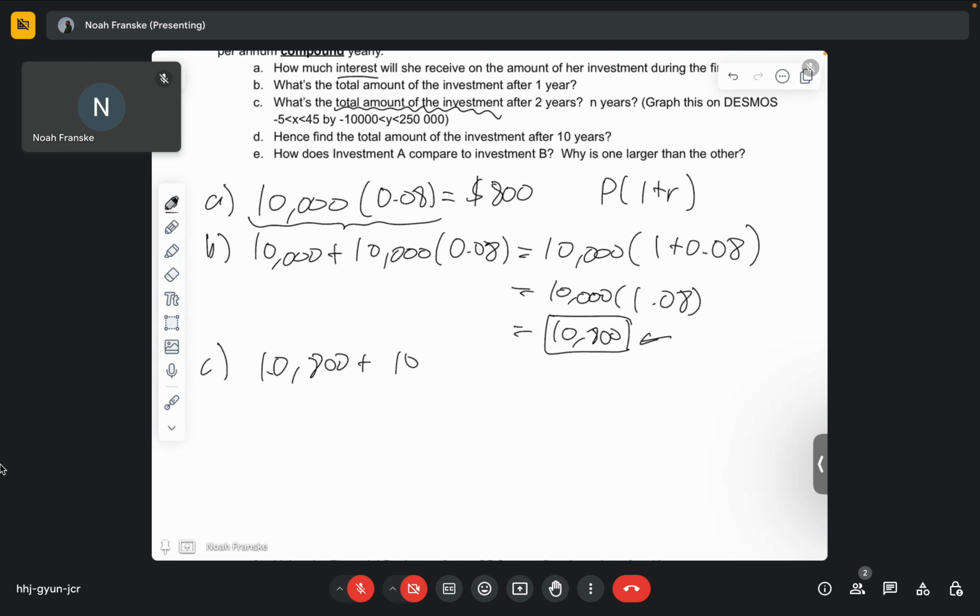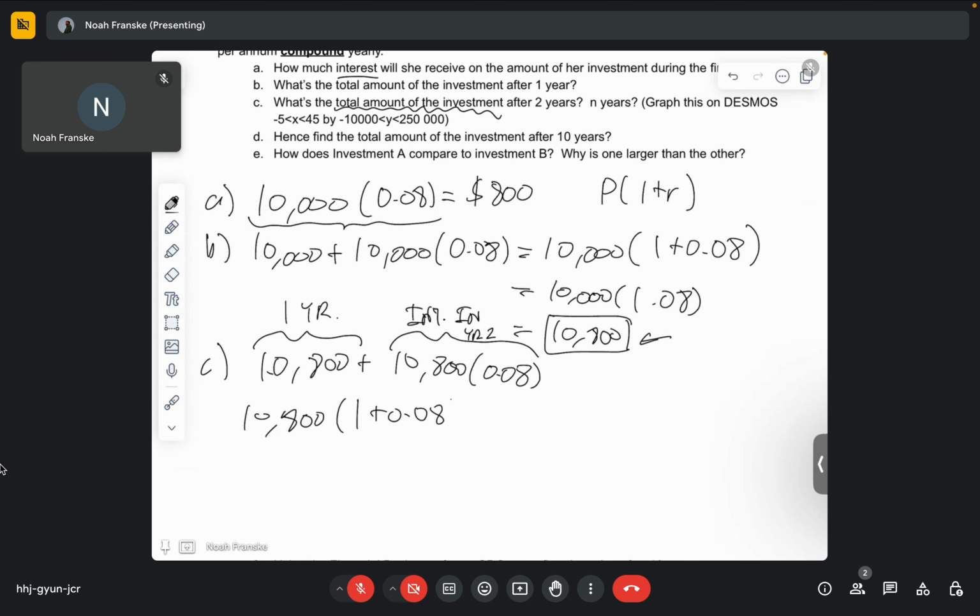plus 10,800 times 0.08, excuse me, not 1.08, 0.08. Because this is the amount after 1 year. That's the total amount it's worth. And this is going to be the interest in year 2, right? The interest in year 2. So now I can factor again. I can pull out the 10,800, and I'm left with 1 plus 0.08.